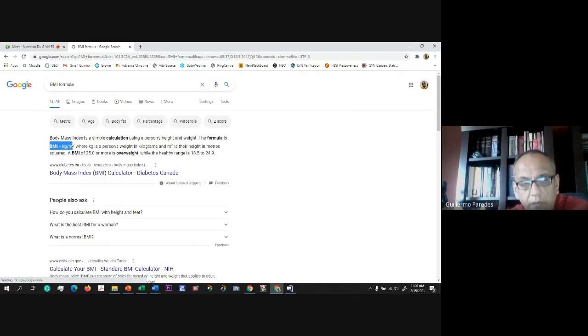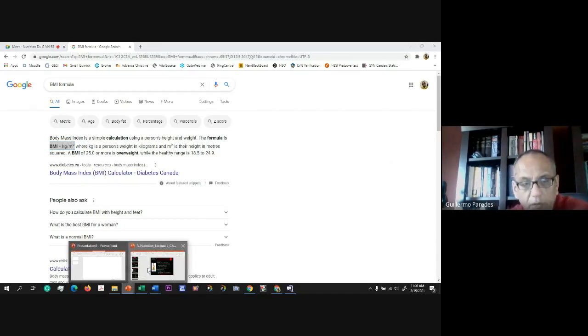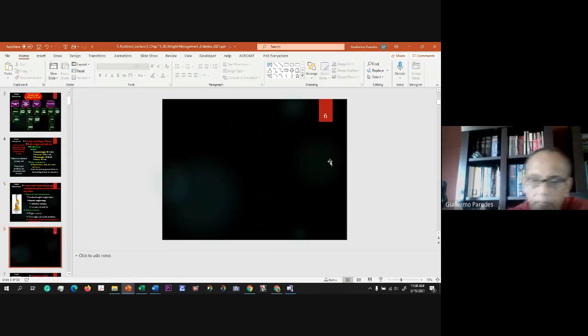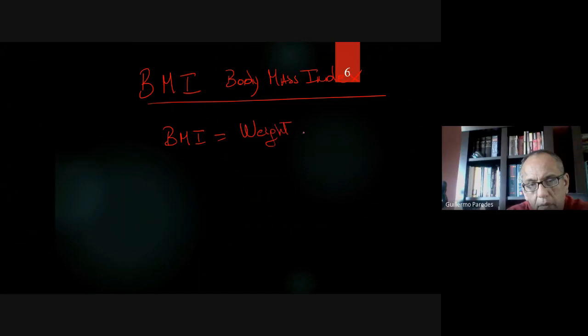BMI is kilograms over meter squared. So how are we going to do that? Let's find the BMI. What is BMI? Body mass index. Excellent. So BMI is the weight in kilograms divided by height in meters squared.